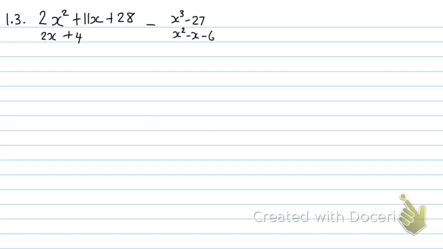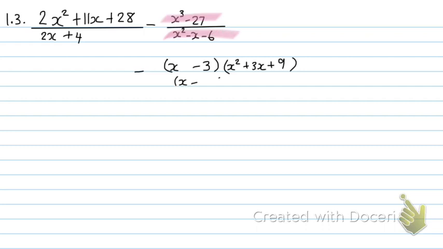Number 1.3. (2x^2 + 11x + 28) over (2x + 4) minus (x^3 - 27) over (x^2 - x - 6). First I'm going to factorize that one. So it's going to be the difference between cubes. So it's a short bracket and a long bracket: minus, plus, plus. x minus 3, and then in the second bracket x squared plus 3x plus 9. Then below the line I have a trinomial, so it's going to be x minus 3, x plus 2.